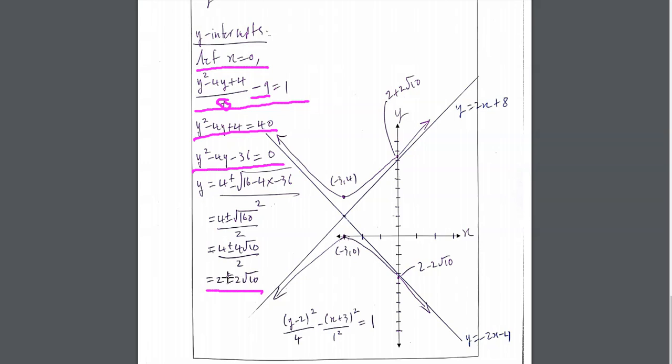And once again, if you put 2 plus 2 root 10 into your calculator and then convert it into a decimal, it will give you this y-intercept, and 2 minus 2 root 10 gives you this y-intercept, awfully close to the asymptote. And then you just draw in your graphs and all the tidbits, okay?